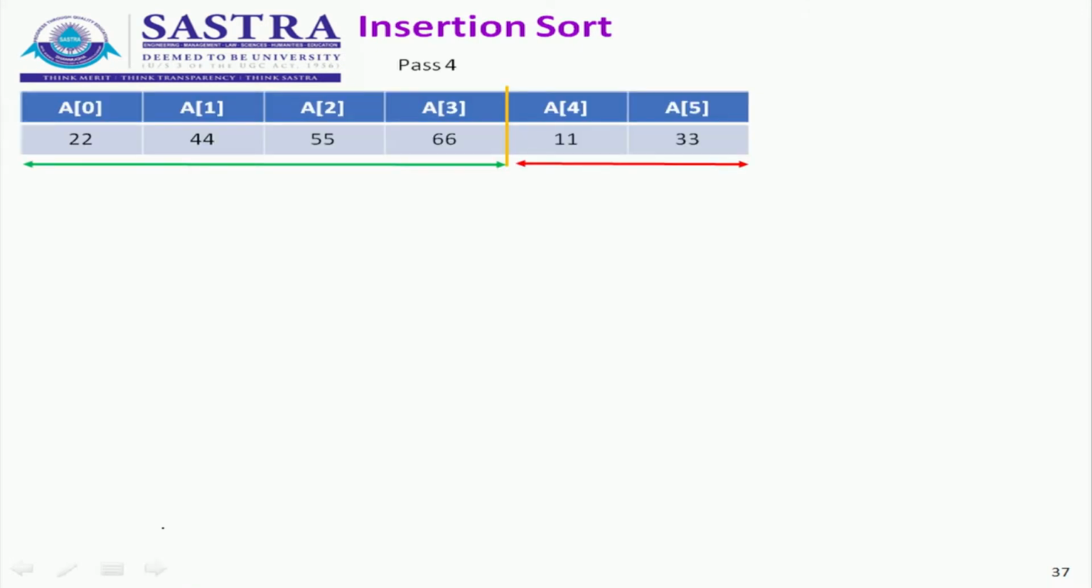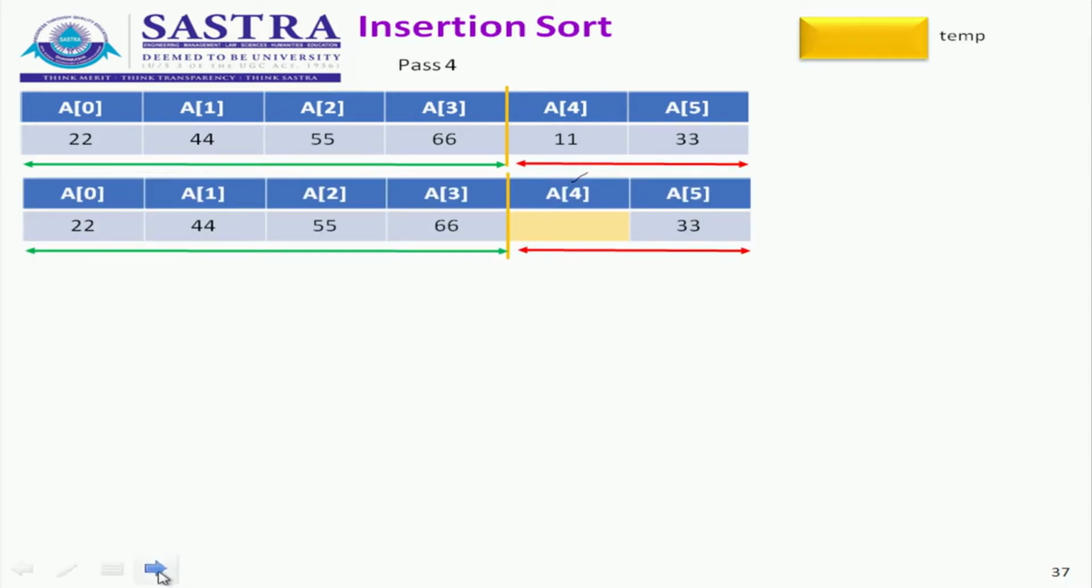So this is for your pass 4. The input for pass 4 is the first 4 sorted elements and the remaining unsorted elements. We are starting from A of 4. As usual, we will introduce the temporary variable. We will take the element from A of 4 and store it in the temporary variable.